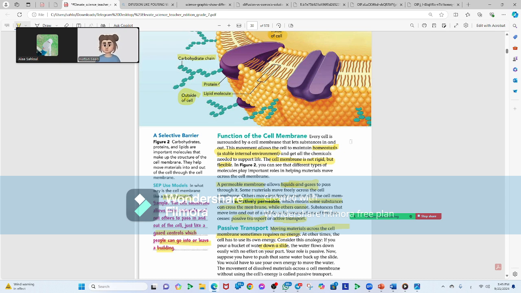I'll ask you a question. Is the cell membrane rigid or flexible? The cell membrane is flexible. Yes, flexible, so it can change according to the needs of the cell.